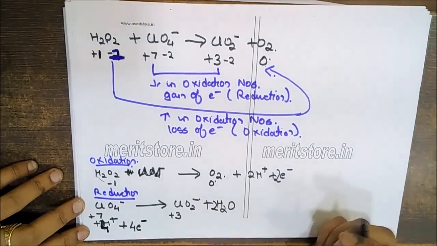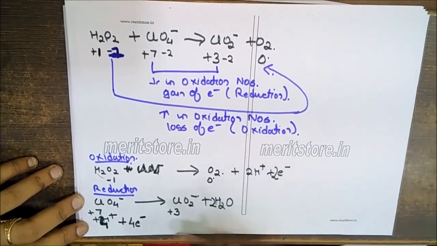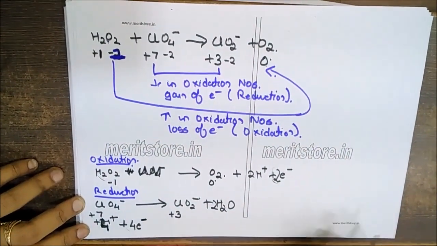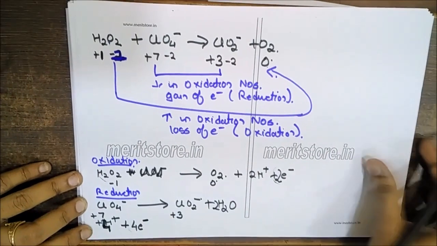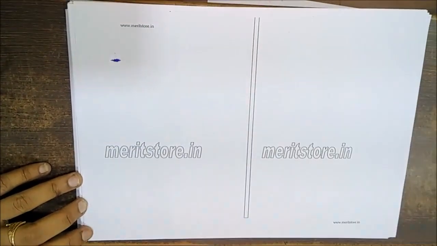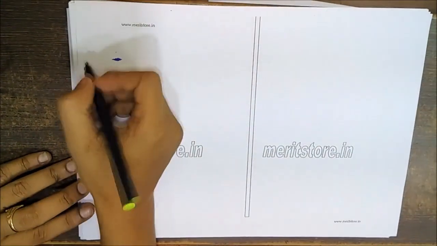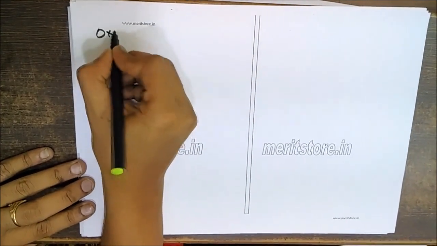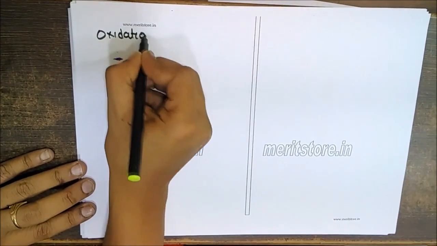Now after we have made the charges equal, we need to make the number of electrons the same. Since we're going on to the next page, I'm just writing the reactions again. So first I am writing my oxidation reaction.